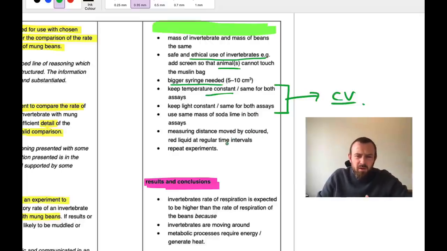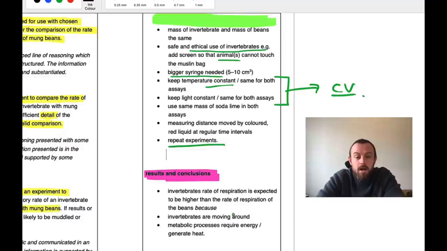Measure the distance moved by the colored red liquid and then repeat the experiment multiple times. The results and conclusions that we might expect. Invertebrate rates of respiration is expected to be higher than the rate of respiration of the beans because invertebrates are moving around. Metabolic processes require energy and generate heat.